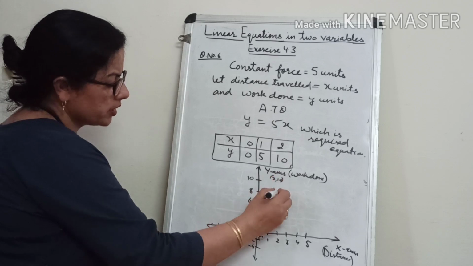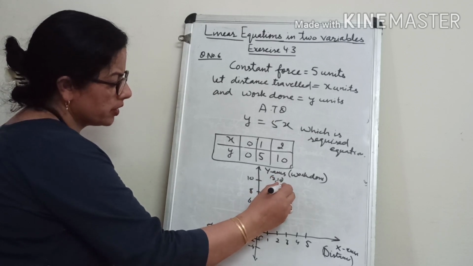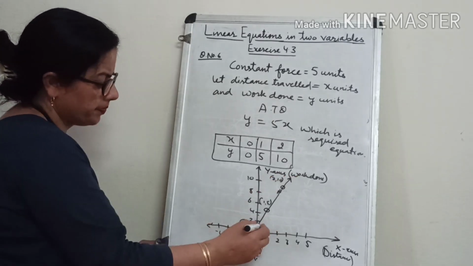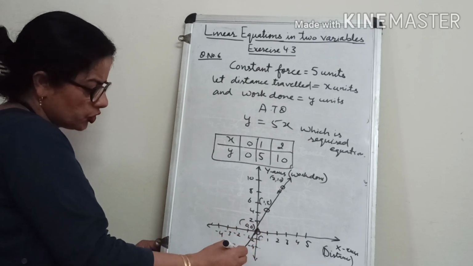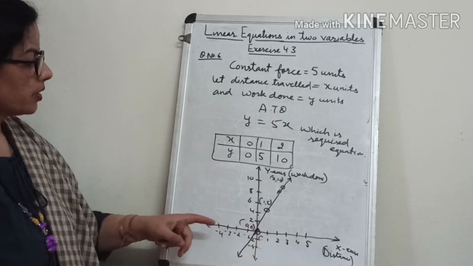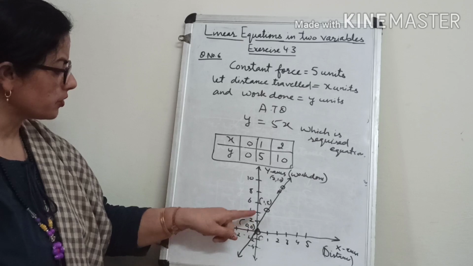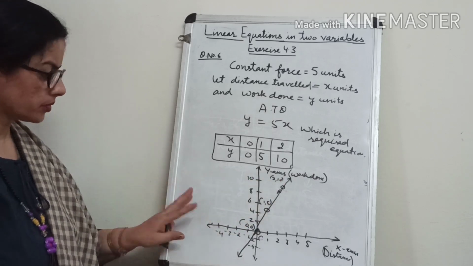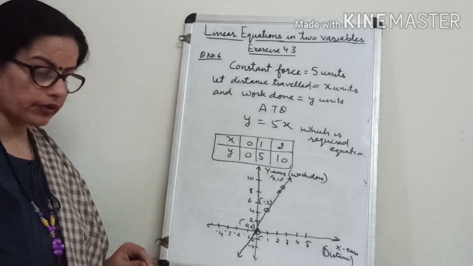When you plot this on the graph, it will be a straight line. You will get a straight line and the arrow should be on both sides. And the coordinates here are 0, 0, 1, 5, 2, 10. In this way we will draw the graph of this.